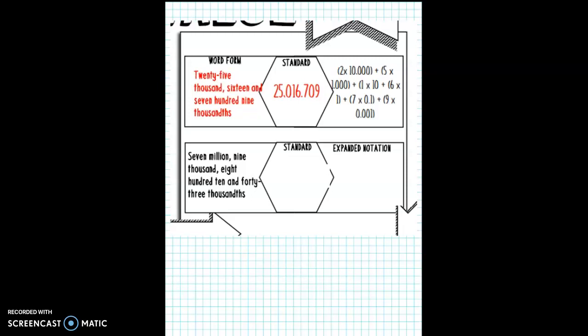Now we're going to go from word to standard, then to expanded. 7,009,810 and 43 thousandths, 7,009,810, decimal point 043. And here is your expanded form.